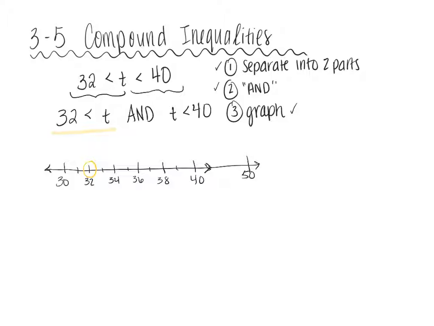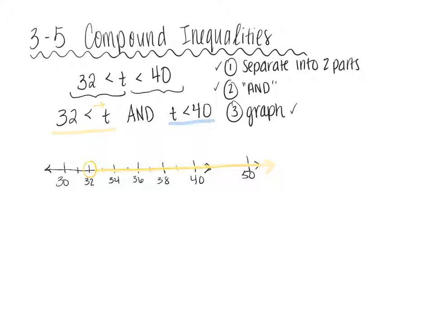Okay, so if it's bigger than, which direction am I going? Well, t is on this side, so it's going this way. So I'm going to get out my yellow. And I'm going to color in all the points that go this direction to infinity. Okay, next I'm going to look at my blue. And I'm going to look at t is less than 40.